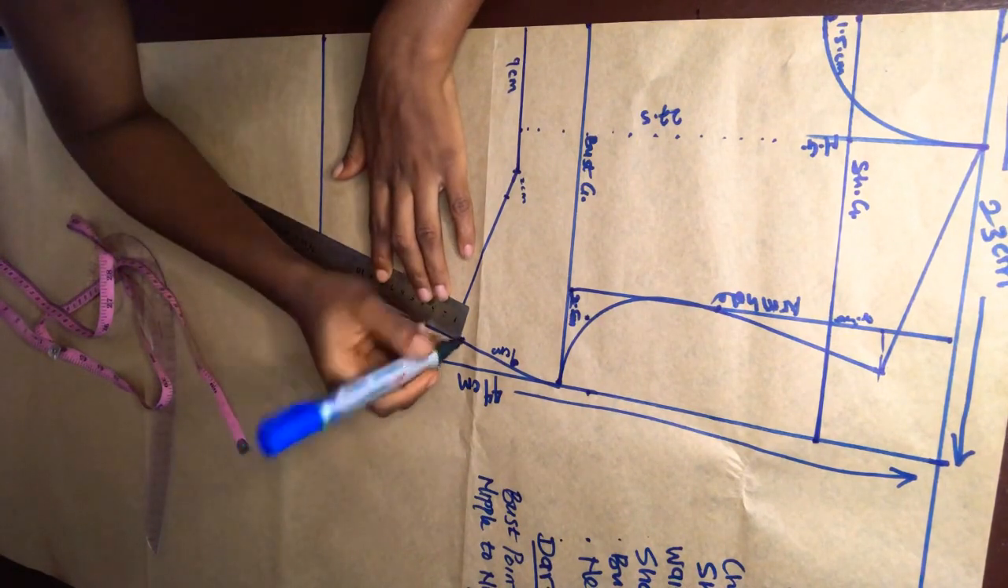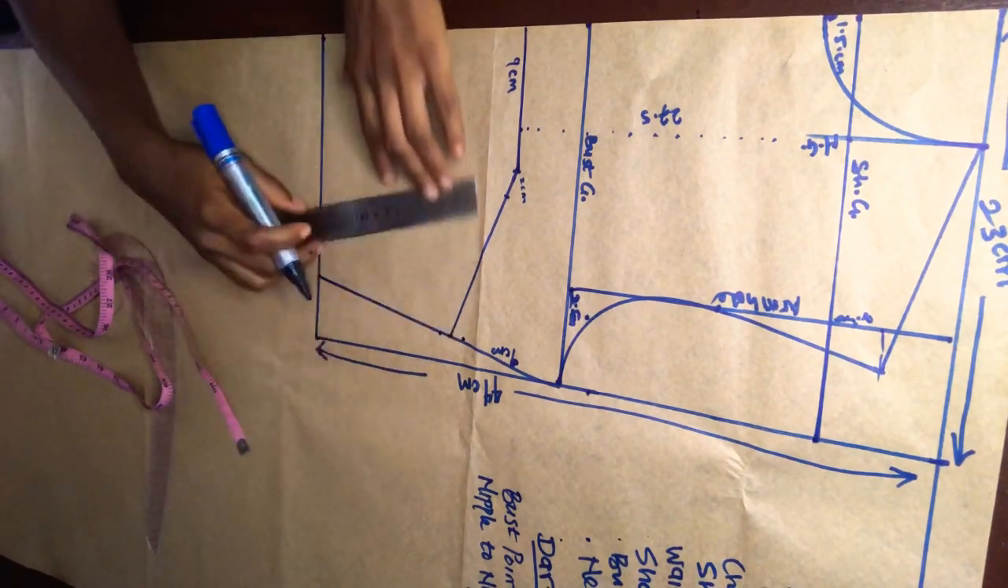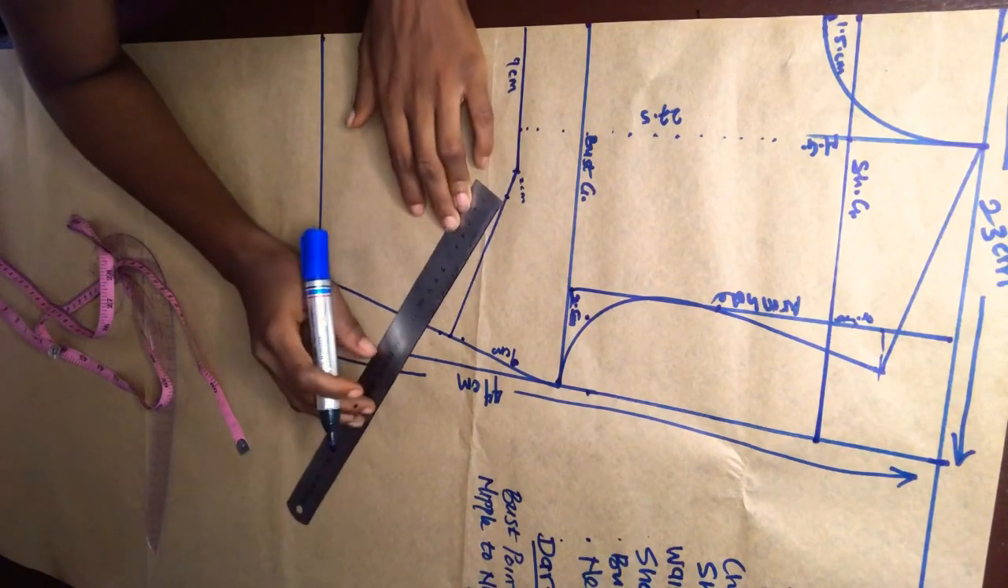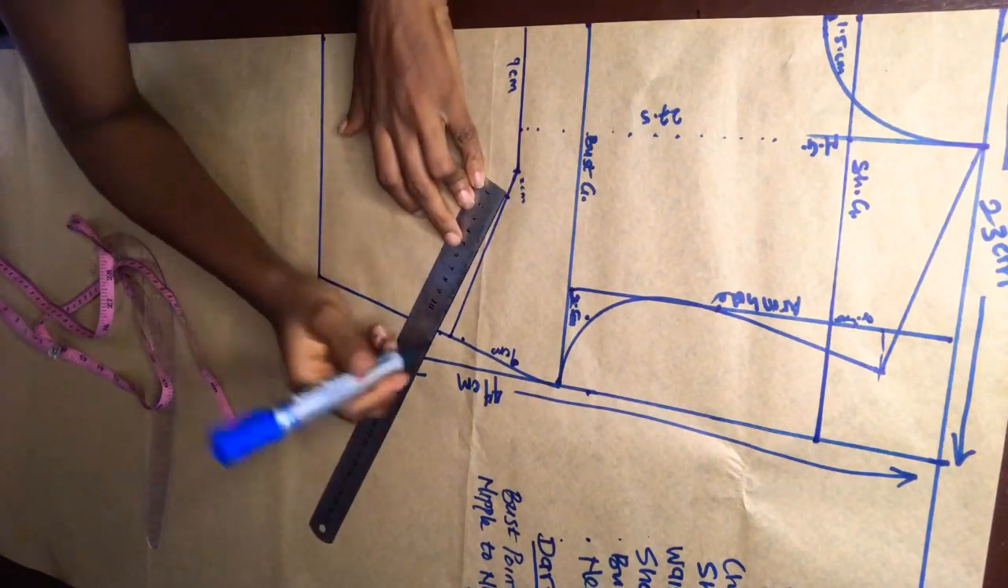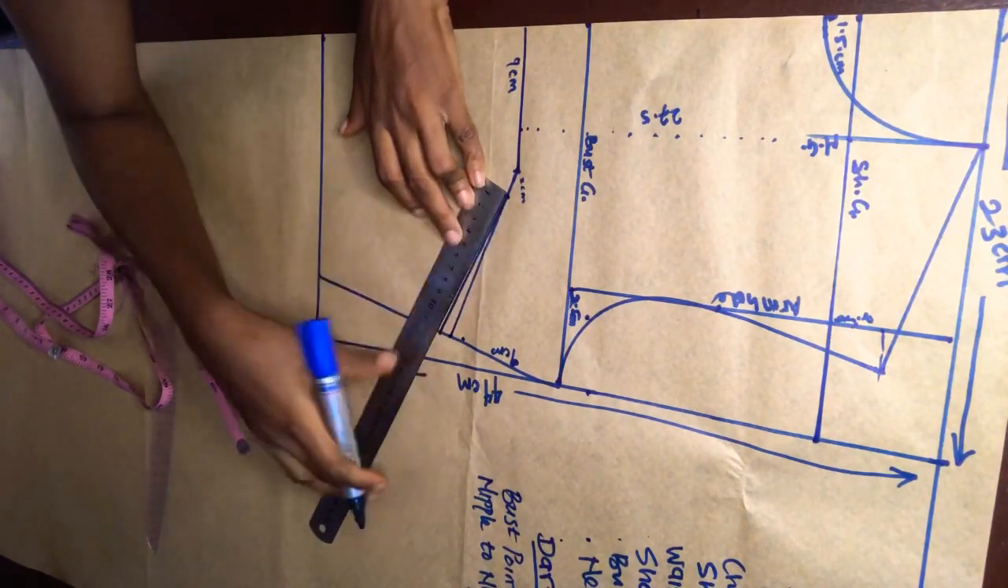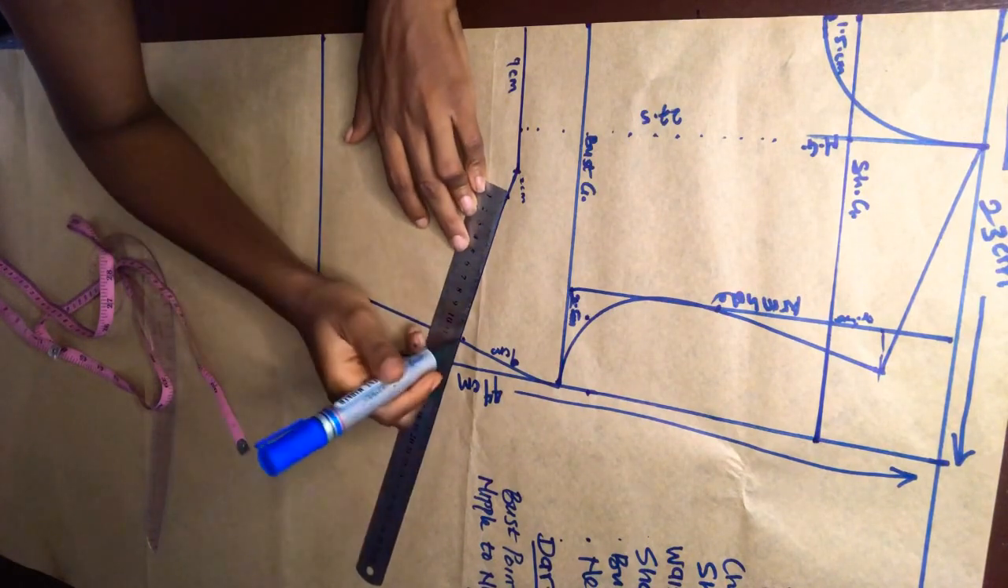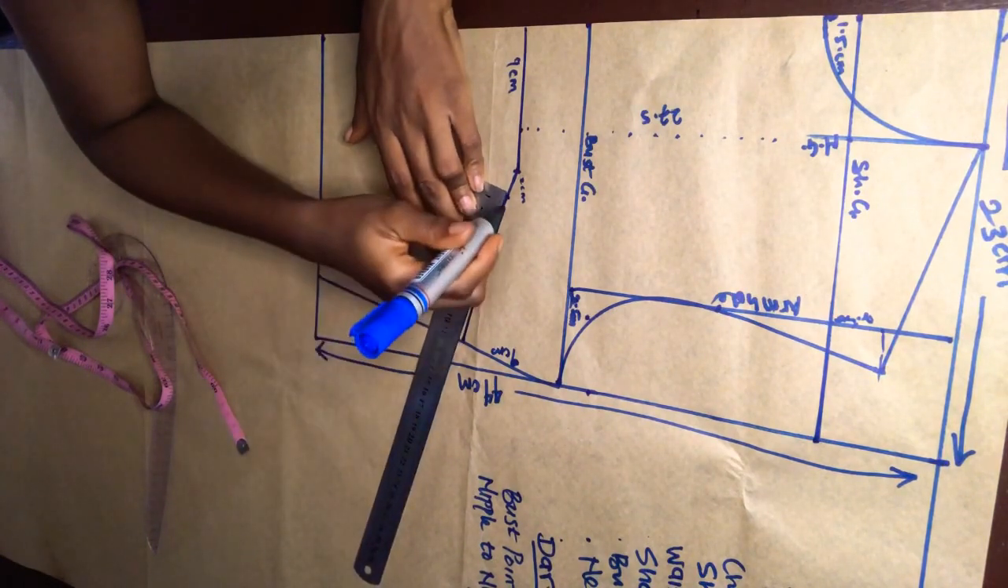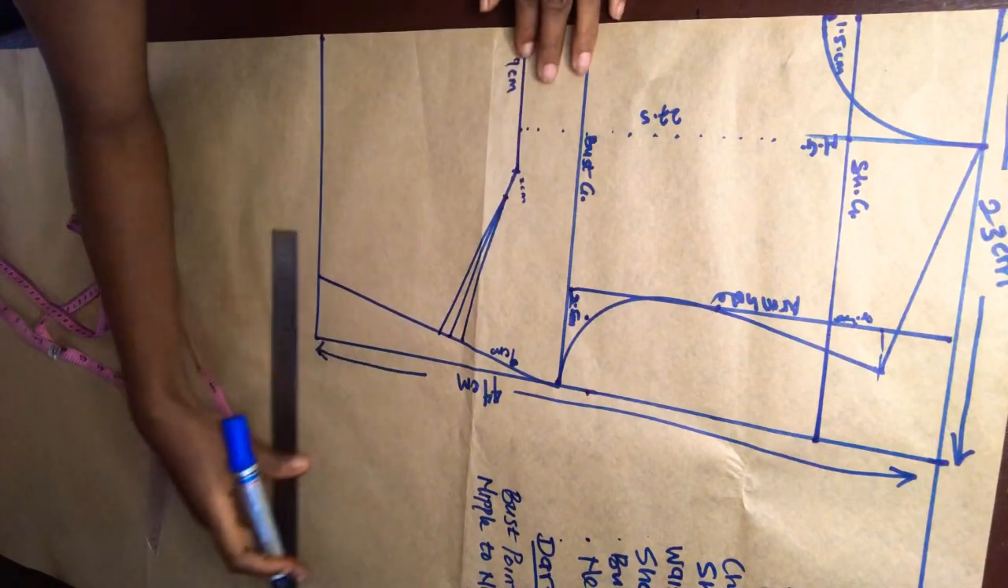So 2 centimeters divided by 2, that is 1 centimeter. So I divide my 2 centimeters in equal halves and I slant it. That is 1 centimeter each on both sides. That's 2 centimeters.